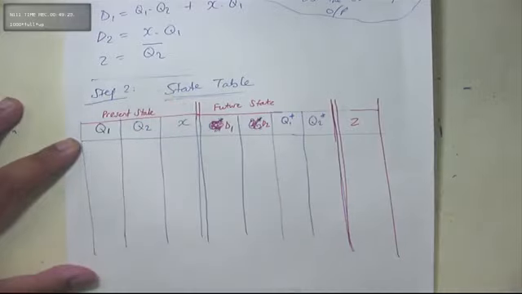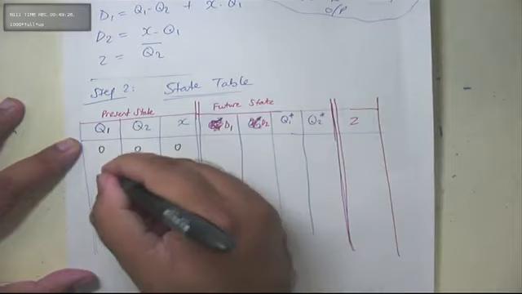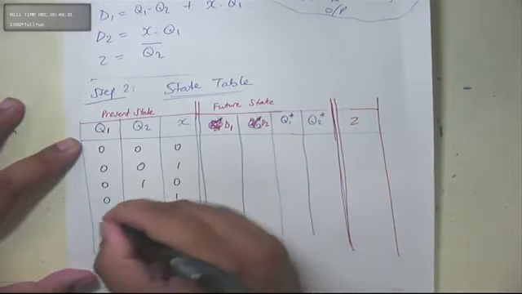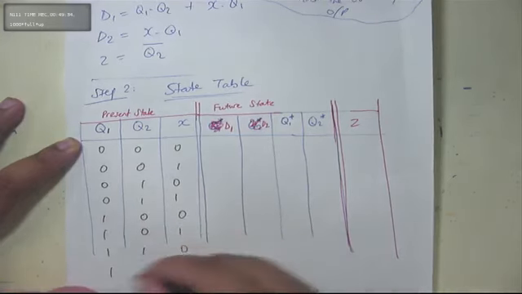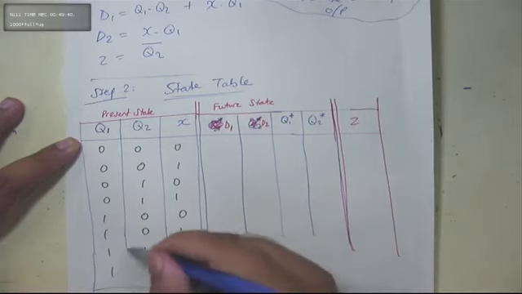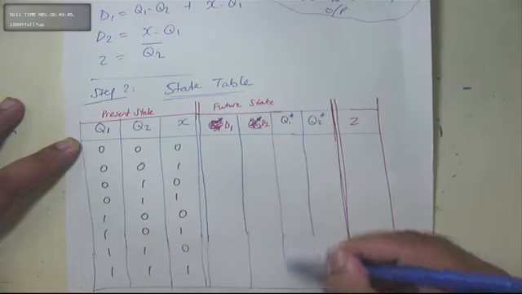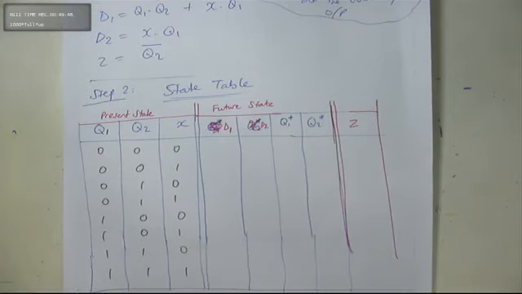On the input side, you have 000, 001, 010, 011, 100, 101, 110, 111. How do we find D1 and D2?